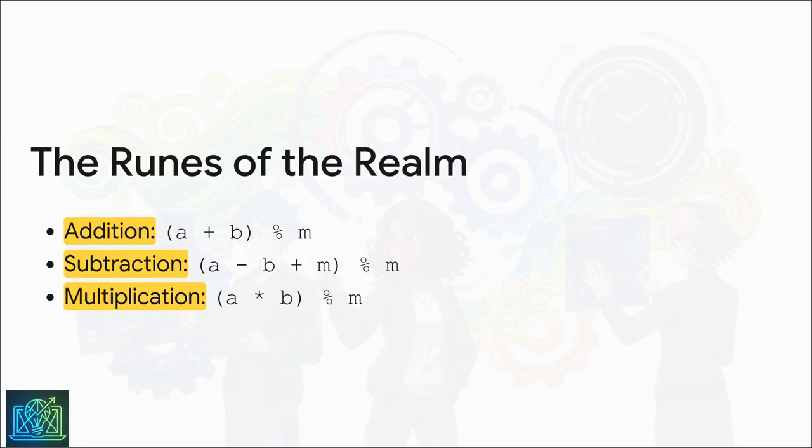So in this realm, we have a few special rules or runes for doing math. We can add, subtract, and multiply just like normal, but after every operation, we always take the remainder using our modulus. That's what keeps the numbers inside the realm. Now there's a special little trick for subtraction. To make sure our answer never accidentally becomes negative, we add m, the modulus, before we take the remainder. It's a neat trick to keep everything positive and within the cycle.